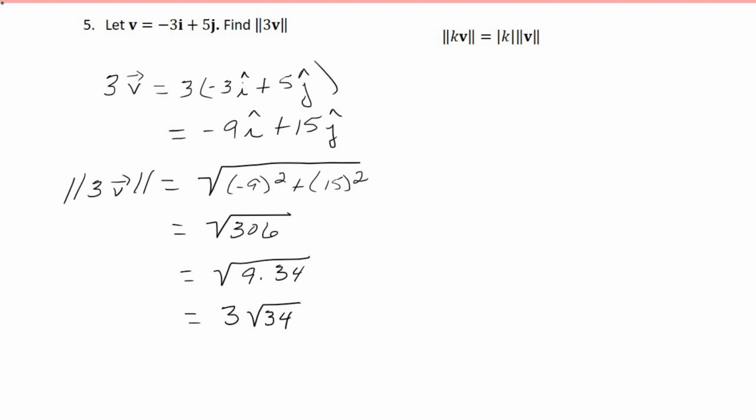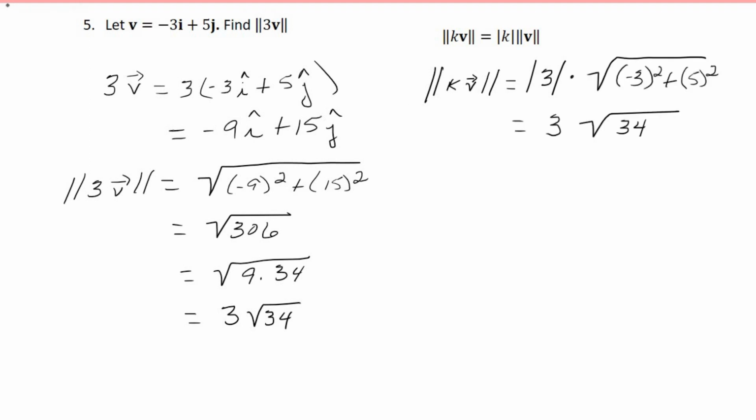And the second way that I'm going to show you is using the formula that's to the right of the screen, and this formula is on your reference sheet. This formula tells me that I need to find the absolute value of the scalar and then multiply that by the magnitude of the original vector. And there's the expression simplified.